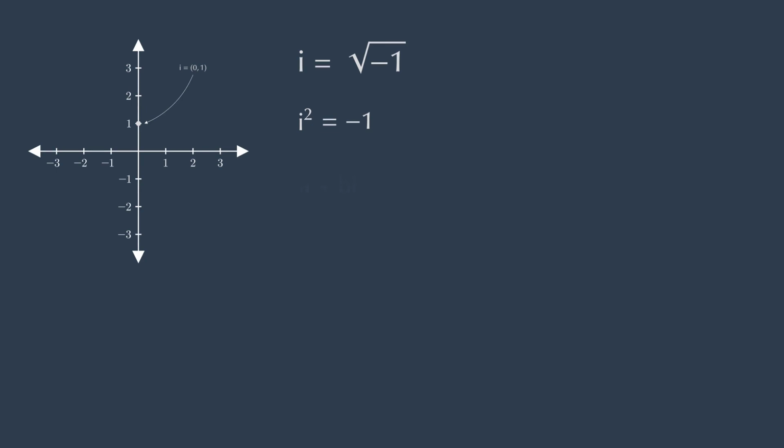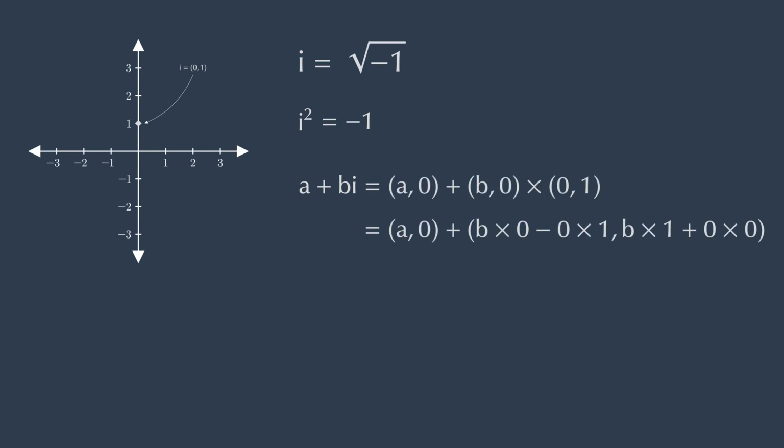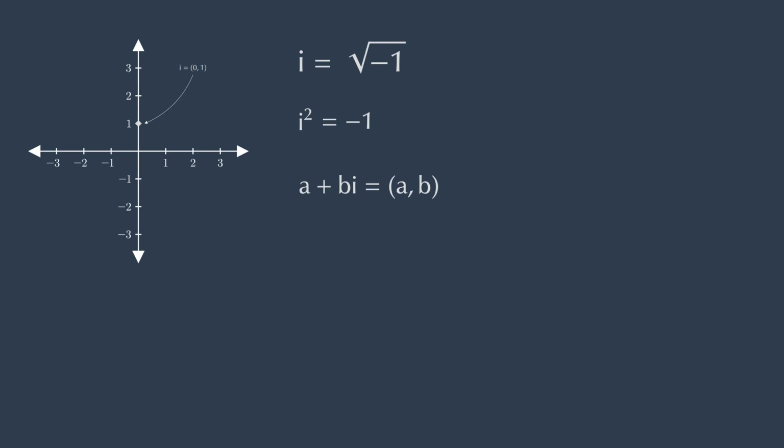What would the number a plus bi mean? To find the value of it, we replace each symbol by their planar number equivalent and carry out the arithmetic. We see that the value is a, b. This is interesting. If a plus bi is the same as a, b, then we could use a plus bi as the alternate notation for a, b. Wait a minute. We saw this notation a plus bi before. This is the complex number notation.